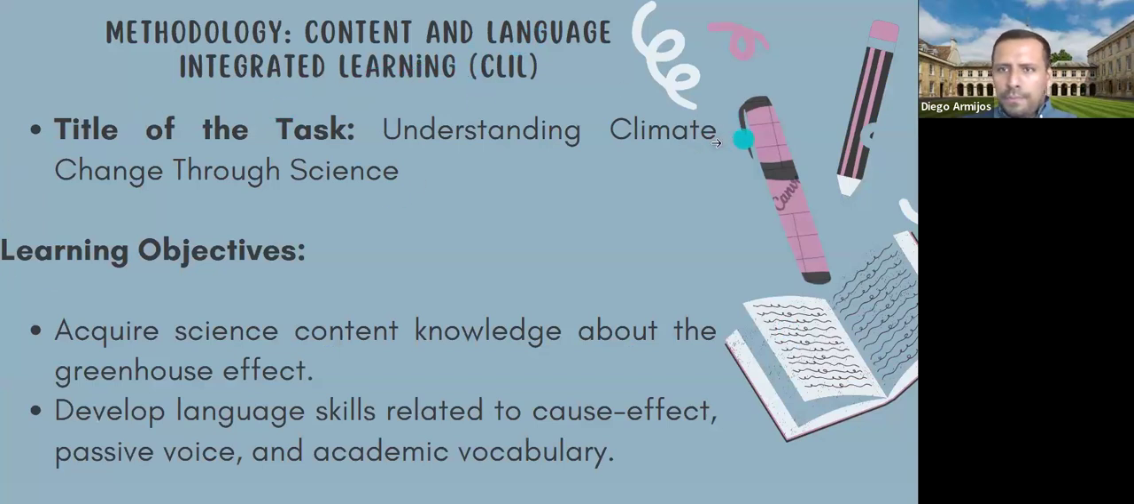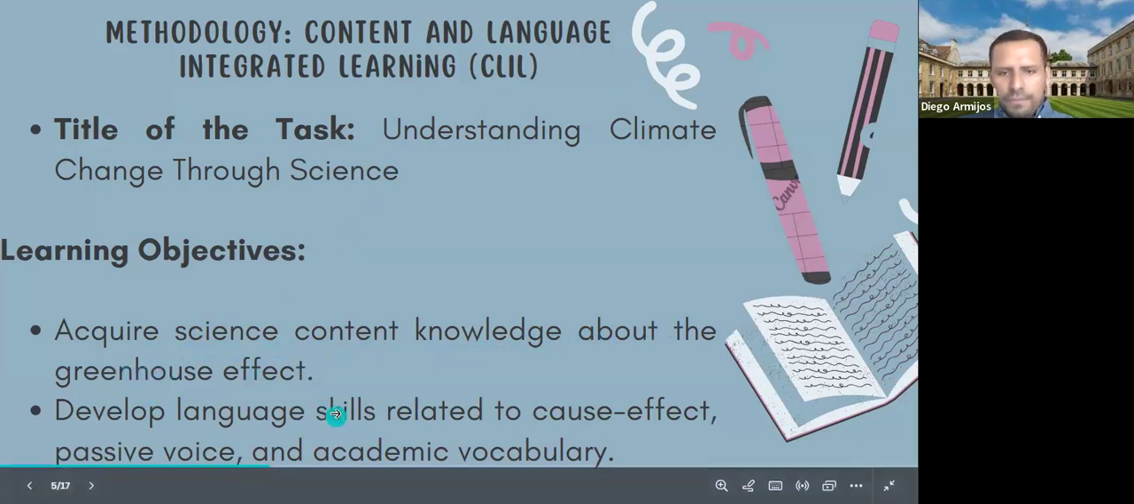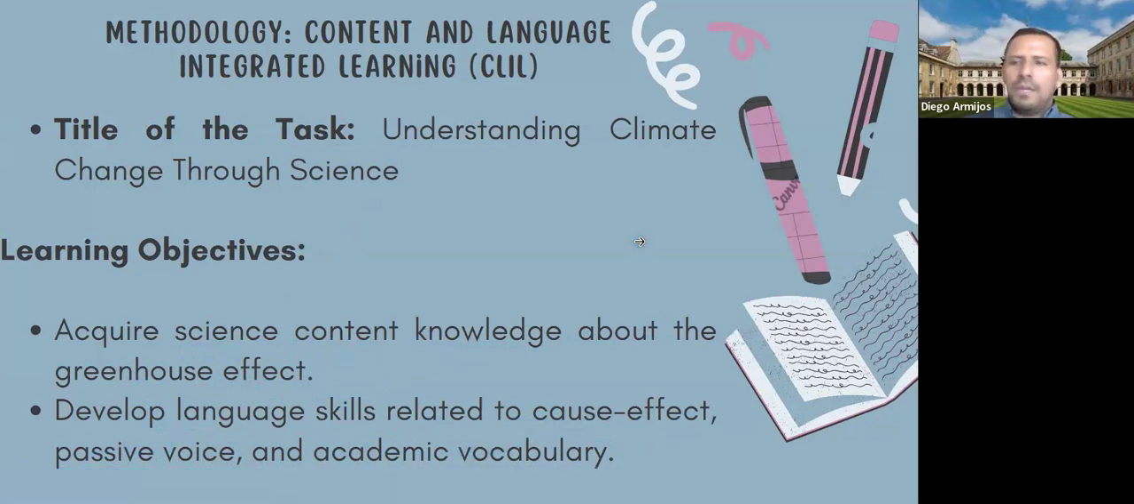Okay. In order to work with this methodology, I'm going to tell you the title of the task, which is Understanding Climate Change Through Science. This is for intermediate level learners. And the objectives are to acquire science content knowledge about the greenhouse effect. So as you can see here, we have some scientific vocabulary. Develop language skills related to cause and effect, passive voice, and academic vocabulary, because it's a science topic. So we're not going to read something related to stories or something like that, but this is something scientific, okay?